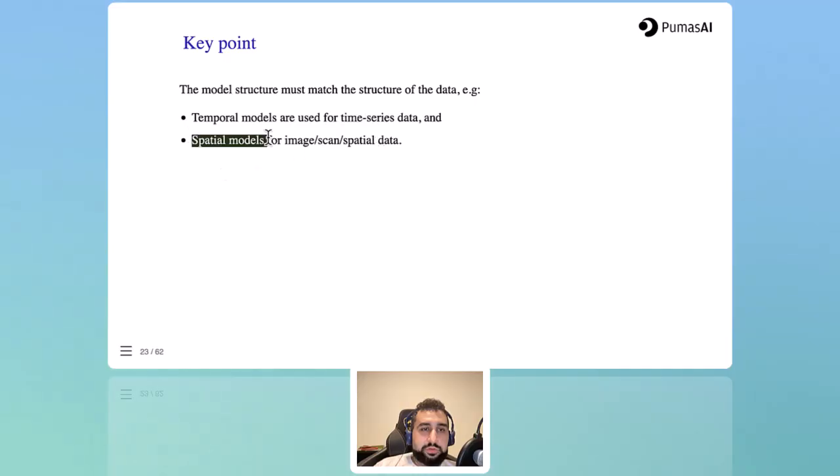We would use spatial models for image and scan or spatial data, where spatial here just means that we have multiple data points across different points in space, but there's also neighborhood information. So we have this idea that some points might be next to each other, other points are further away from each other, and it's not just along one dimension like in time, but along multiple dimensions. That kind of structure can be baked into the model, or the models need to respect that structure.